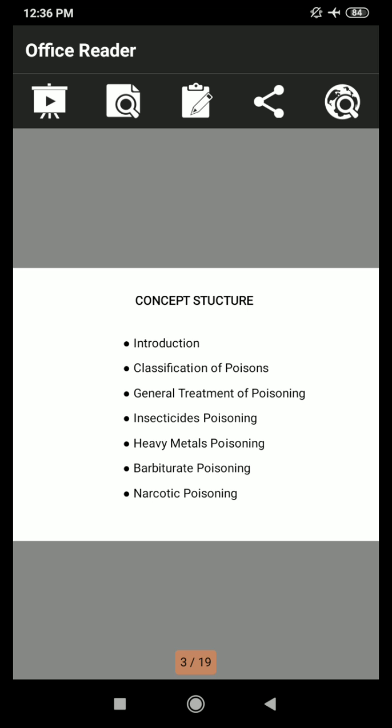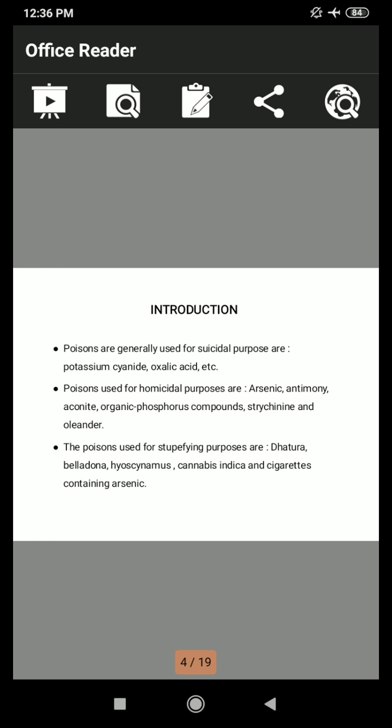Introduction and classification of poison. In the introduction, poisons are generally used for suicidal purpose. Then poisons are used for homicidal purpose. Then poisons are used for stupefying purpose.